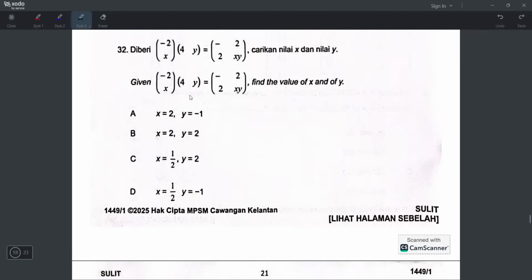Okay, question 32 is obviously a matrix question because they have brackets. And then it says bracket negative 2x times bracket 4y equals... oh my god, why is it missing here? Okay, I don't know what number this is, but it's okay. Let's try to do it anyway. Okay, and then they say find the value of x and y.